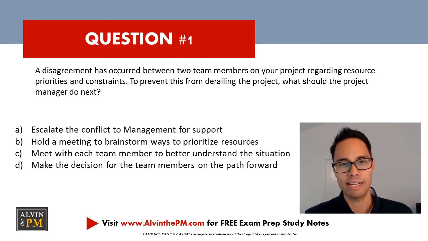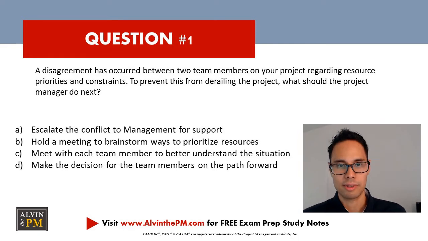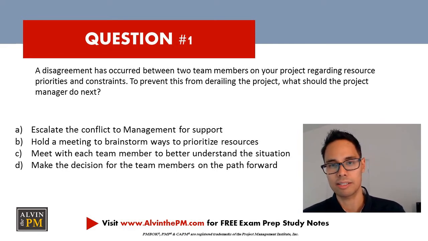So let's get started with question 1. A disagreement has occurred between two team members on your project regarding resource priorities and constraints. To prevent this from derailing the project, what should the project manager do next?